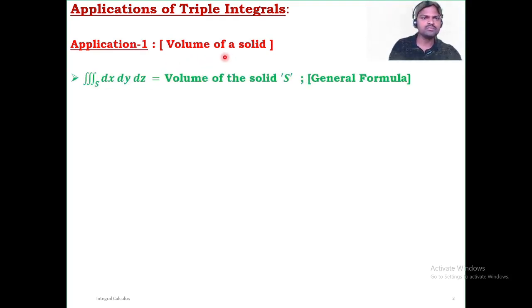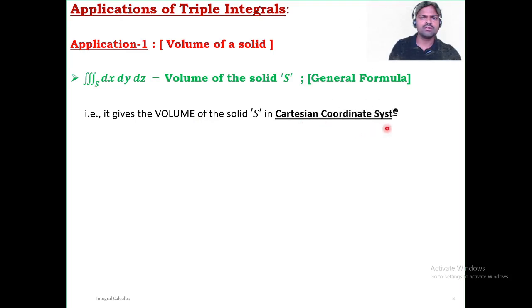Triple integration over S of dx dy dz gives the volume of the solid S. Because it is a triple integration, the region of integration is a solid. For such a solid S, it gives the value. This is a general formula, and it gives the volume of the solid S in the Cartesian coordinate system.